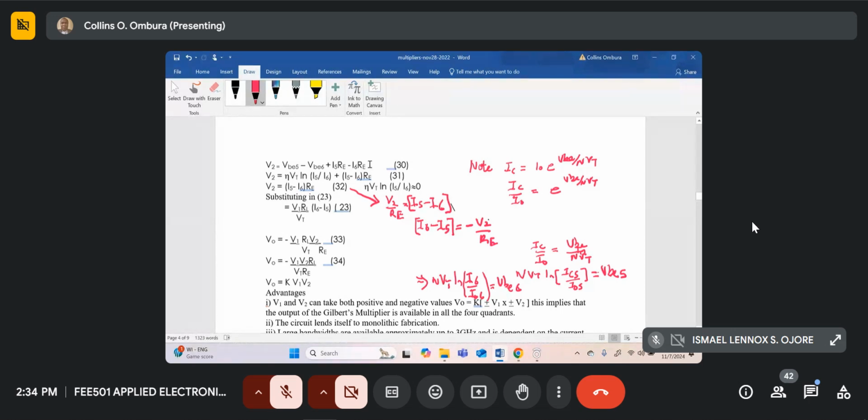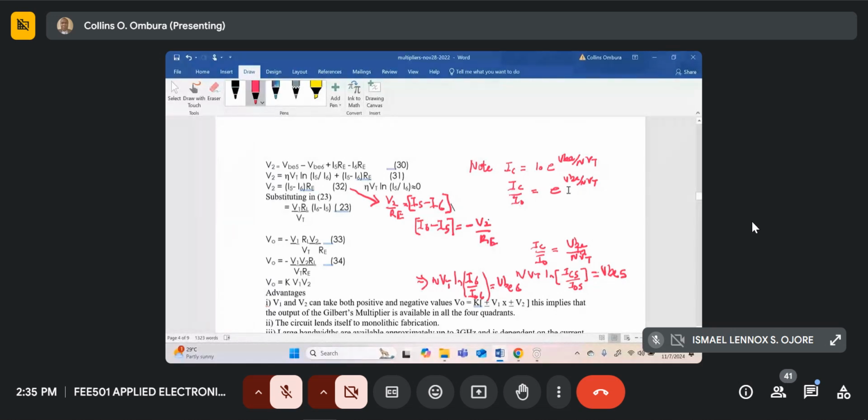Now, to simplify VB5 minus VB6, I'll just put this note over here. We've done it a lot of times that from Ebers-Moll's current relationship, IC is I naught e to the VB by neta VT. If you rearrange this equation over here, IC divided by I naught is e to the VB divided by neta VT, then take natural logs of left-hand side, right-hand side. I think I'll put the results over here.